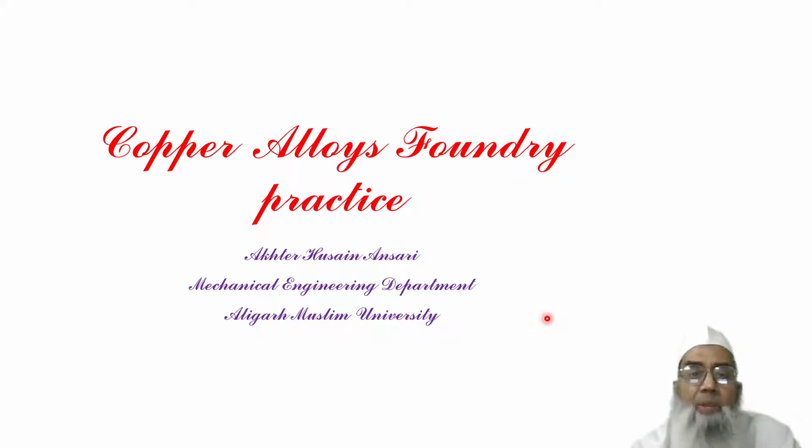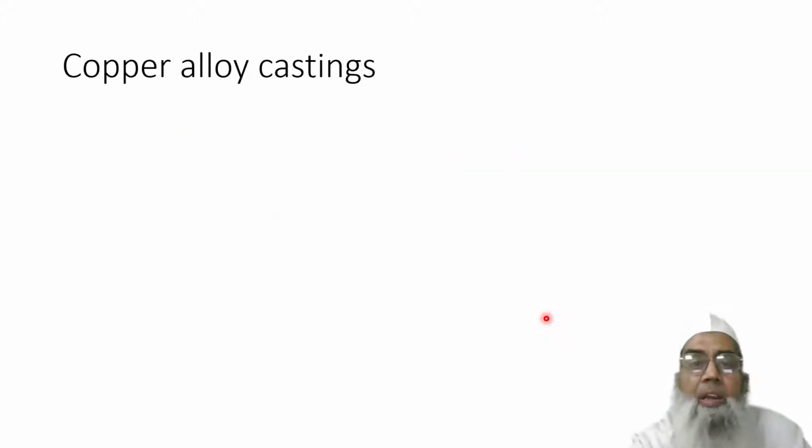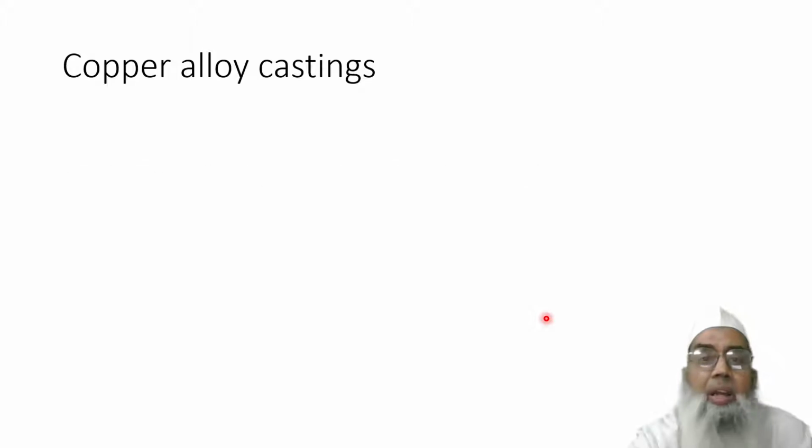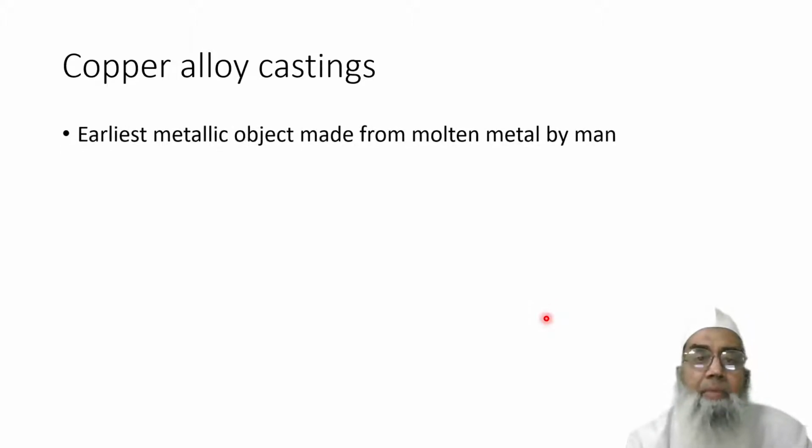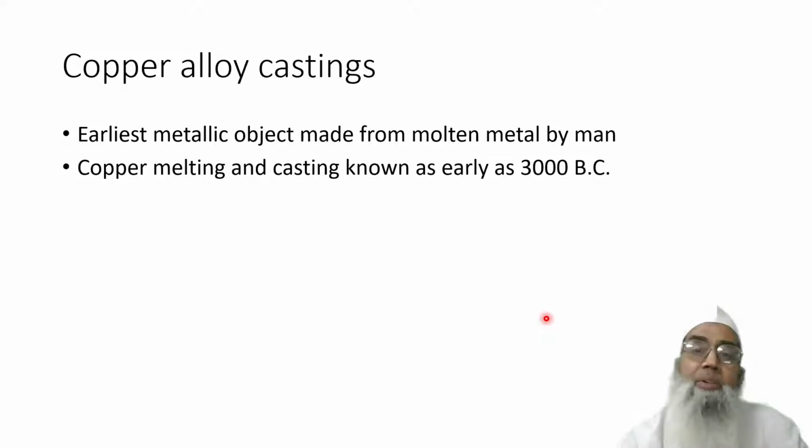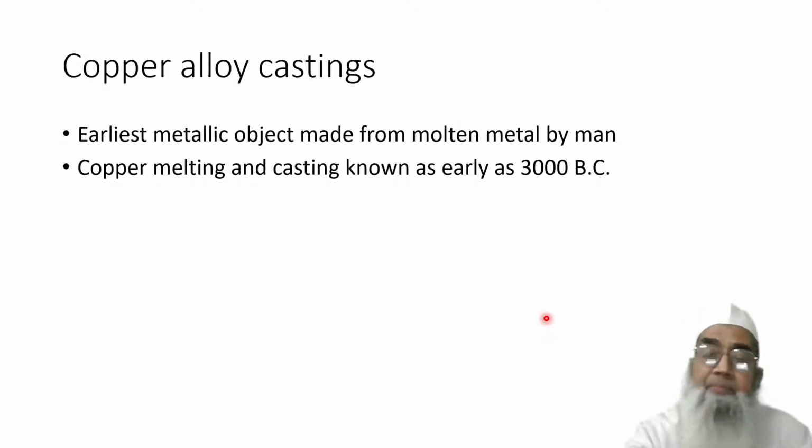Today we will discuss copper alloy foundry practice. Now, copper alloy casting is the earliest metallic object made from molten metal by man. It is about as early as 3000 BC.